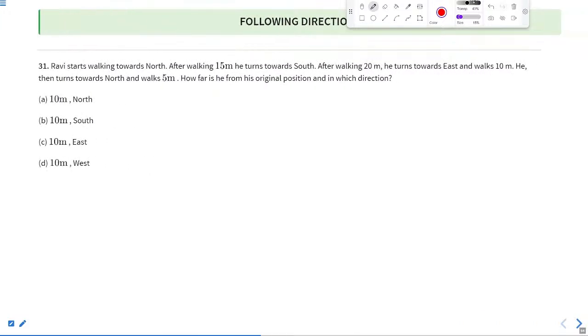31. Ravi starts walking towards north. After walking 15 meters, he turns towards south. After walking 20 meters, he turns towards east and walks 10 meters. He then turns towards north and walks 5 meters. How far from his original position and in which direction? So first we walk 15 meters north, then turn south for 20 meters.